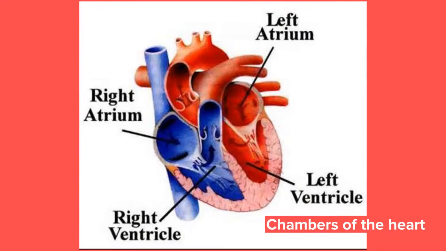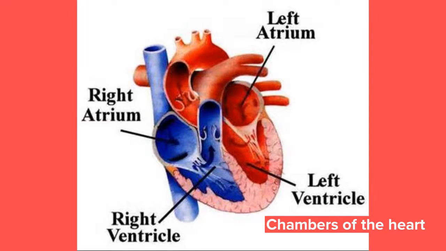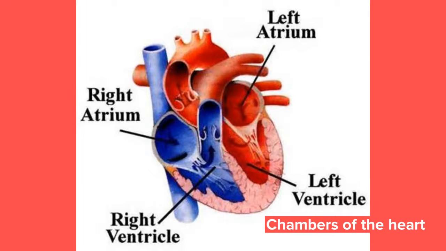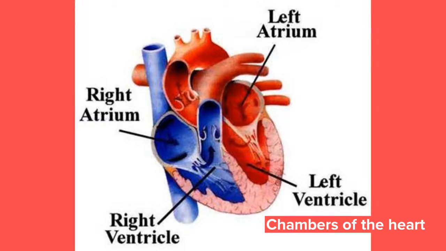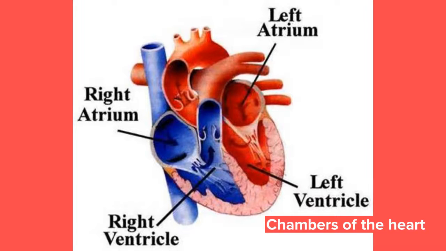The next one is the chambers of the heart. We have 4 chambers in our heart. 2 chambers are present on the right side and the other 2 chambers are present on the left side. The 2 right chambers are called the right atrium and right ventricle. The chambers on the left side are called the left atrium and left ventricle.